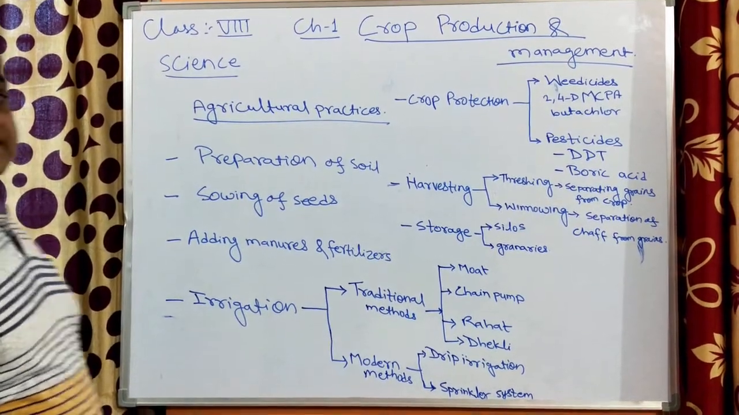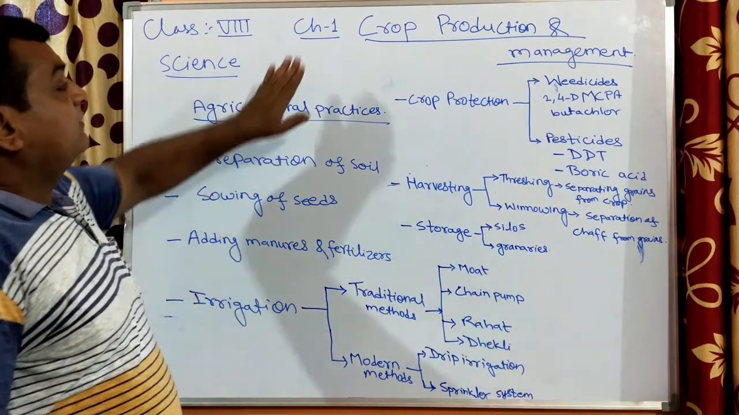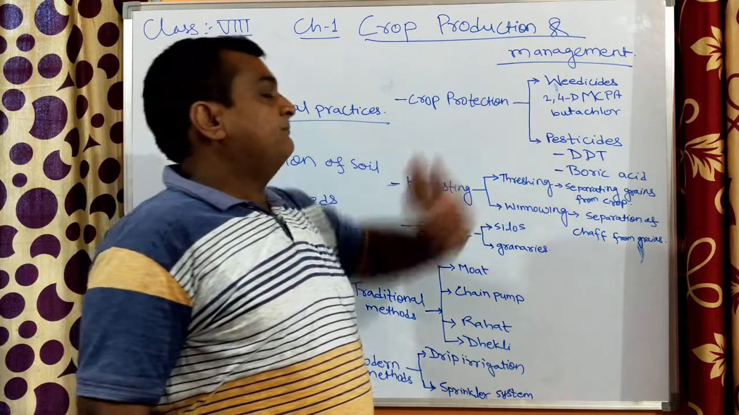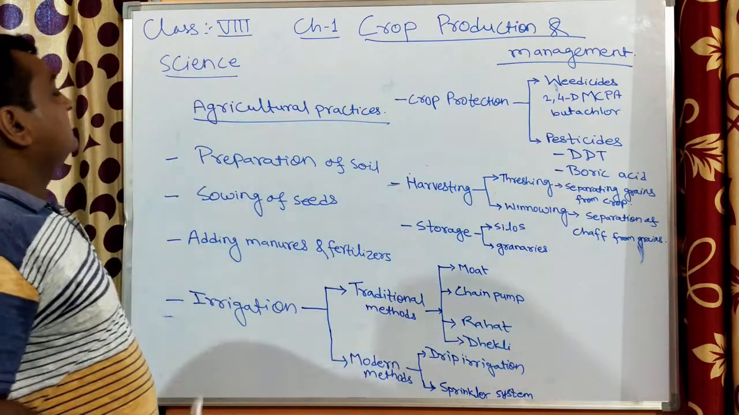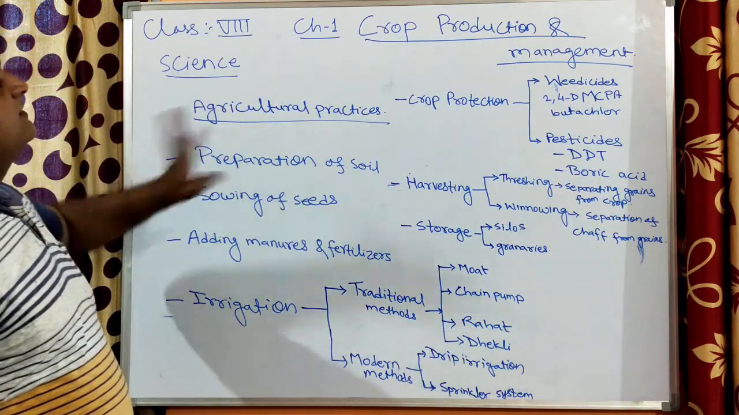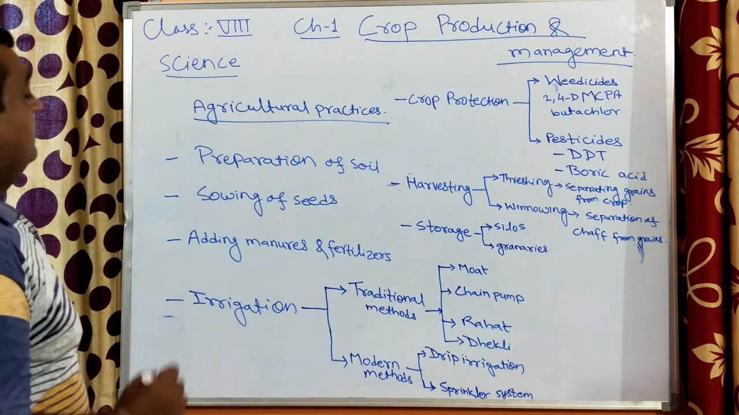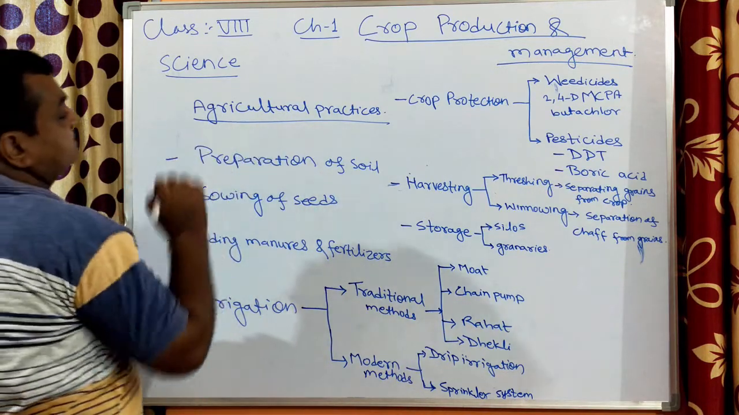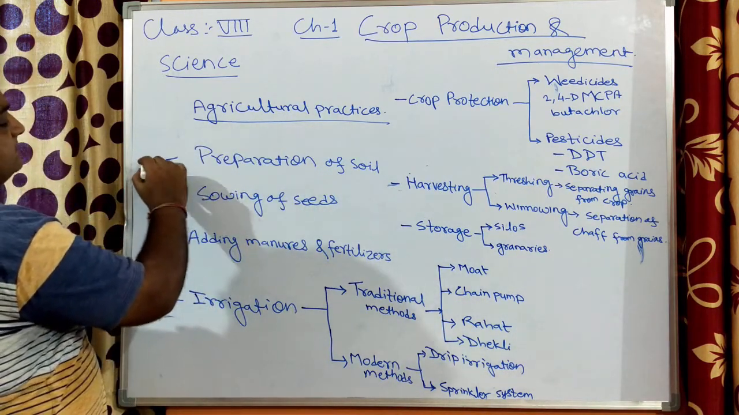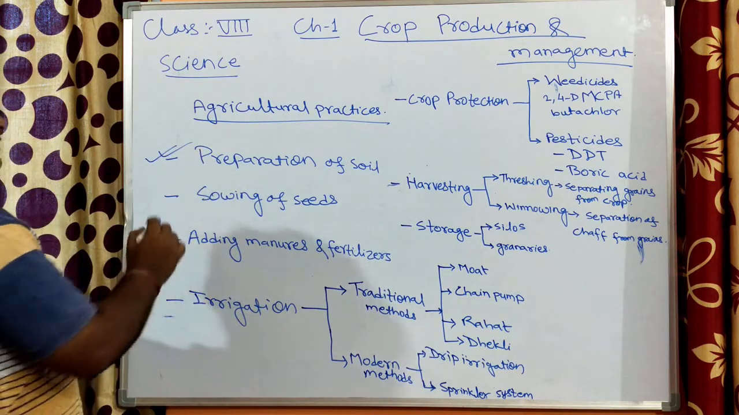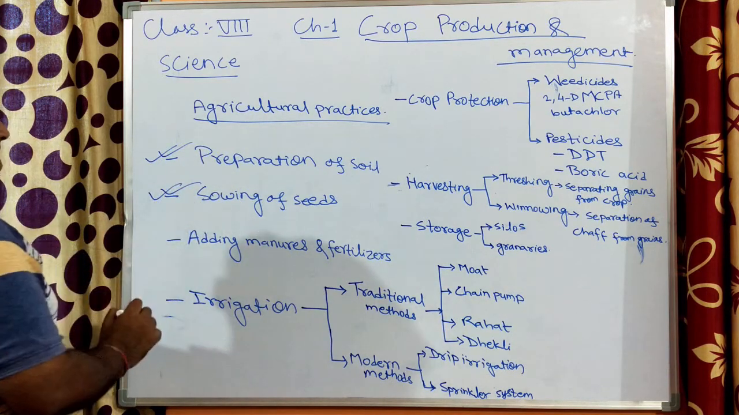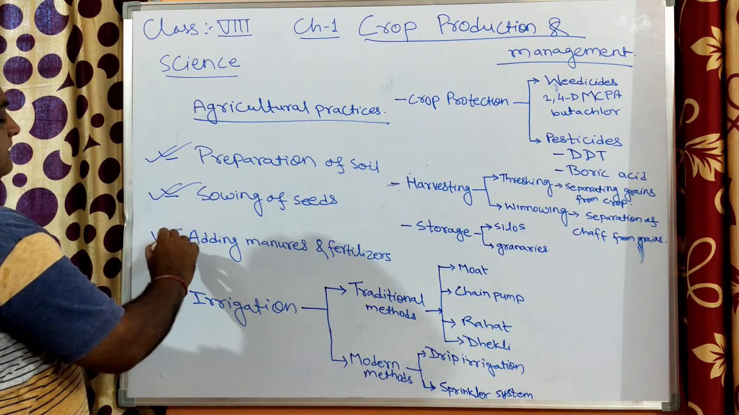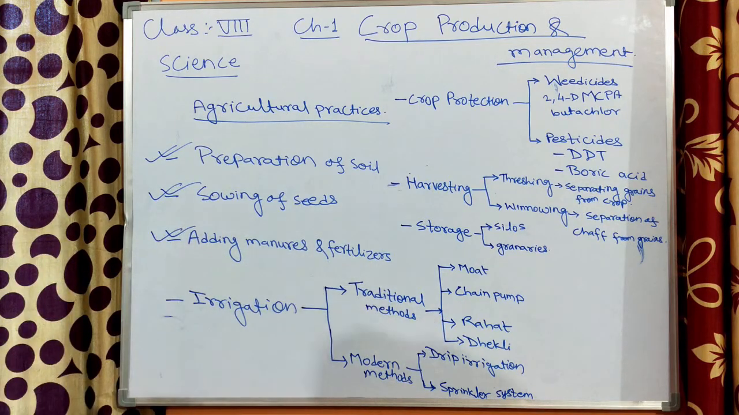Today we will discuss chapter 1, crop production and management. In the last class we discussed the agricultural practices: preparation of soil, sowing of seeds, adding manures and fertilizers. In today's class we will discuss irrigation.